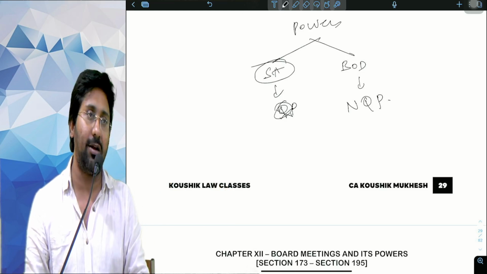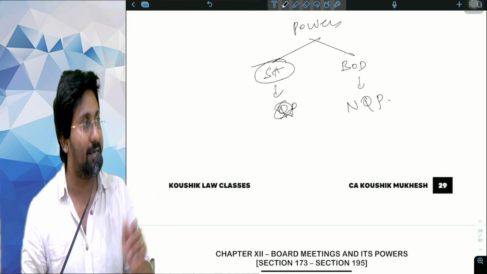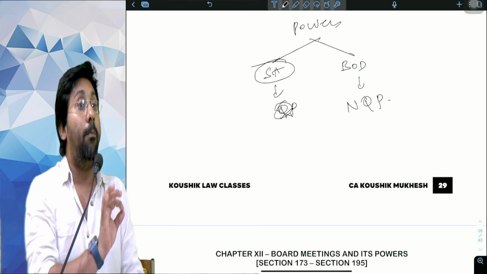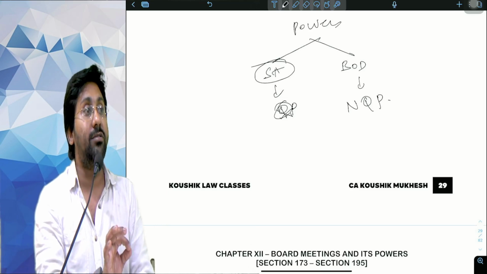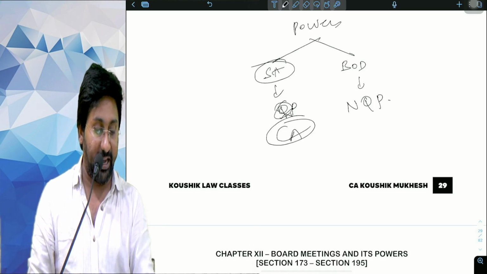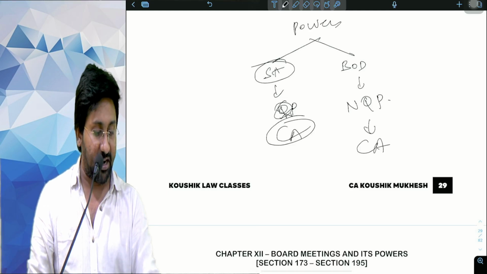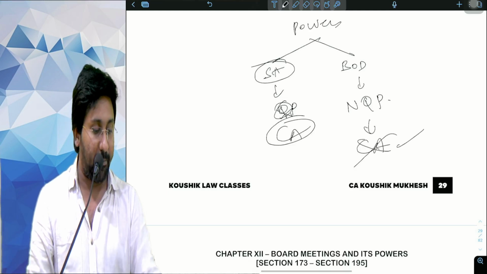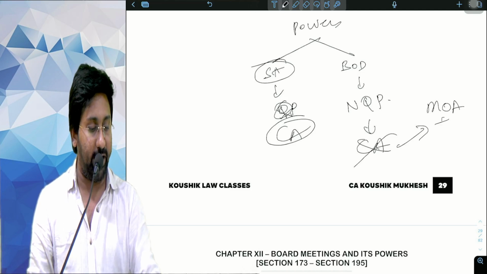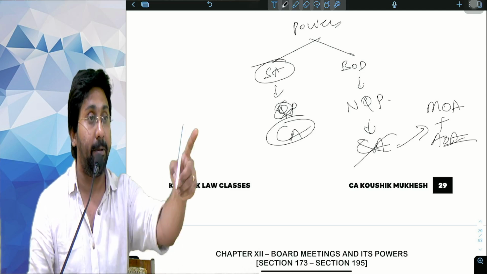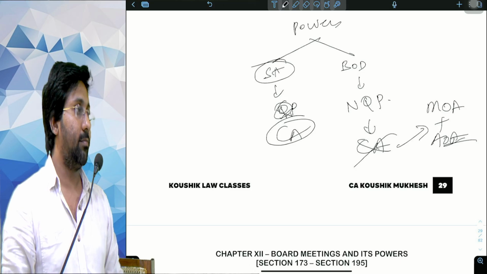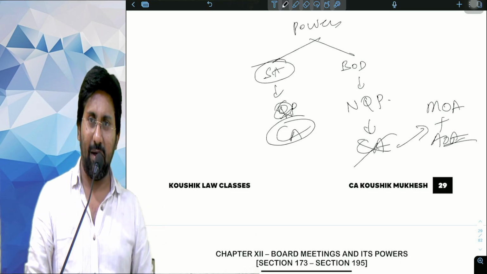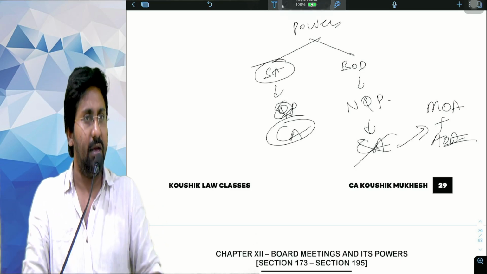Board powers you can't quantify like that, and for a good reason. Why? Board powers are not derived from the Companies Act like the shareholders' powers. Their powers are derived from the MOA and AOA, which change from company to company. Clear or not, everyone? Clear, everyone in the class?